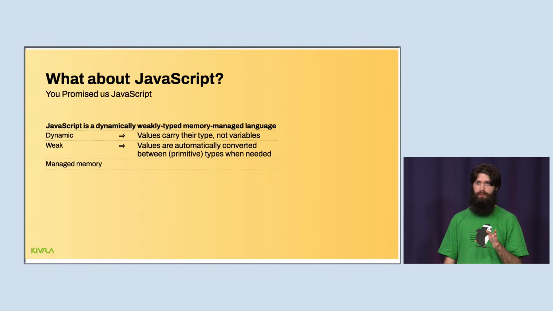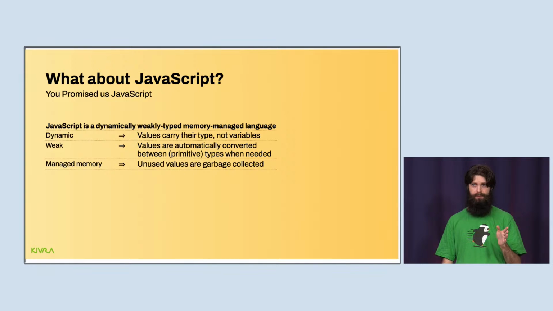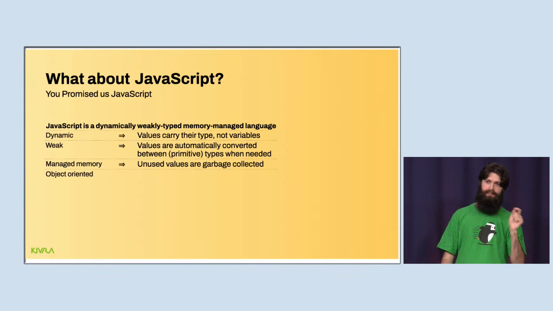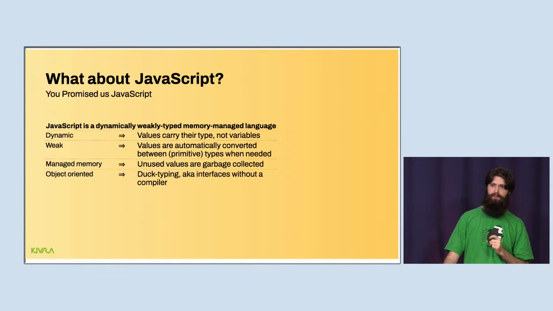Managed memory, what does that mean? It means that stuff gets garbage collected, right? We don't have those sorts of issues in JavaScript, which is very nice. And finally, additionally, it's object-oriented. This gives us duck typing. If it walks like a duck and talks like a duck, it's probably a cow, but it's okay. We can speak to it like a duck.